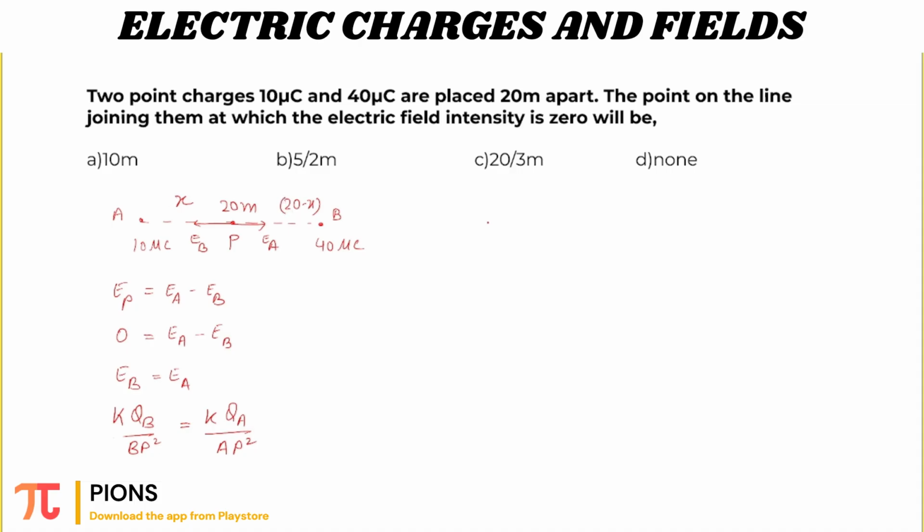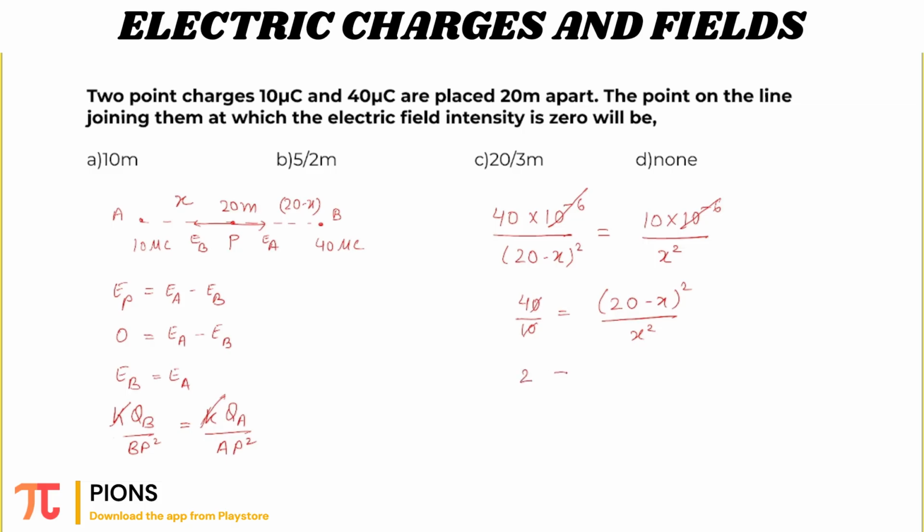K and K will get cancelled on both sides. QB, the charge on B, is nothing but 40 microcoulomb, so 40 into 10 to the power minus 6 divided by 20 minus X whole square equals 10 microcoulomb, 10 into 10 to the power minus 6 divided by X square. Let's cancel 10 to the power minus 6 on both sides and cross multiply. So 40 over 10 equals 20 minus X whole square divided by X square. Now take the root on both sides. The root of 4 is 2, which equals 20 minus X over X.